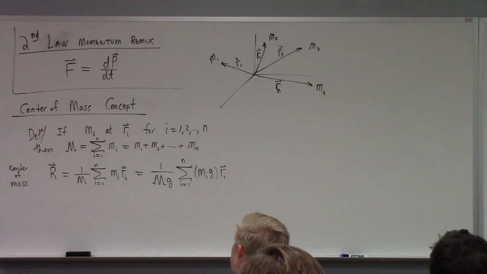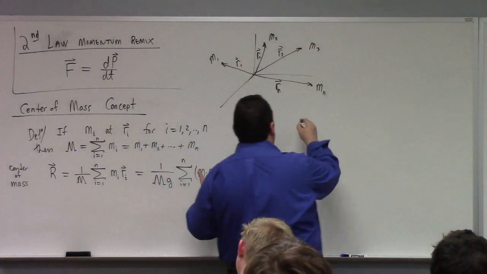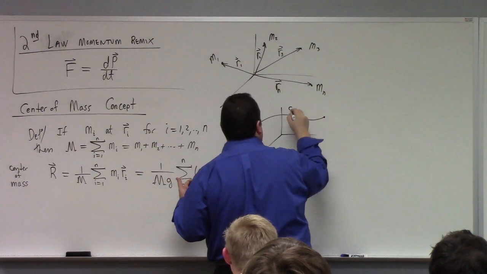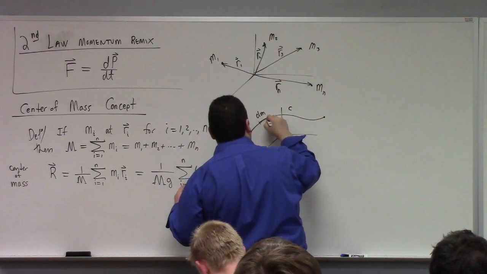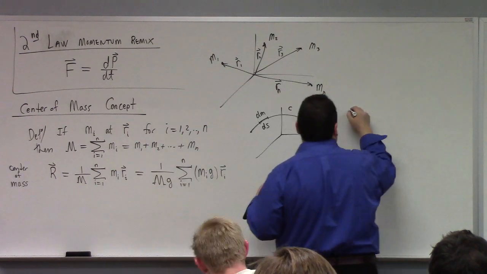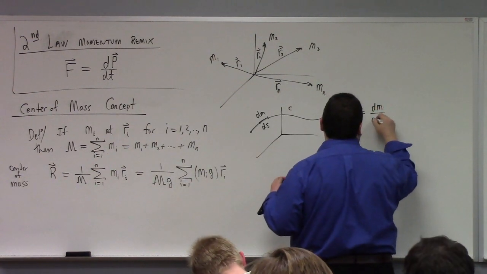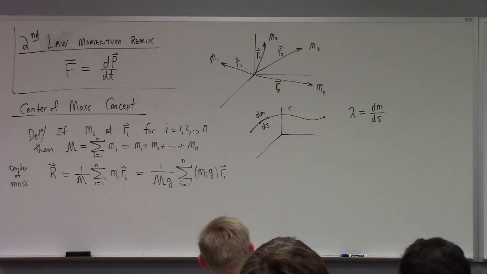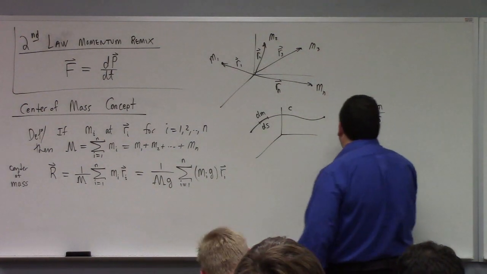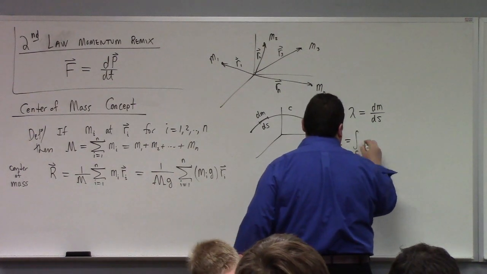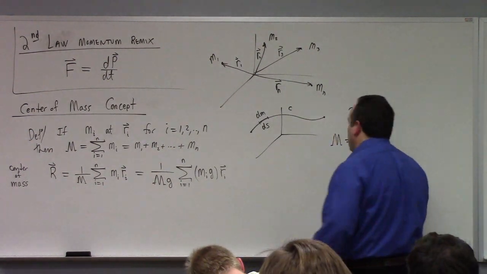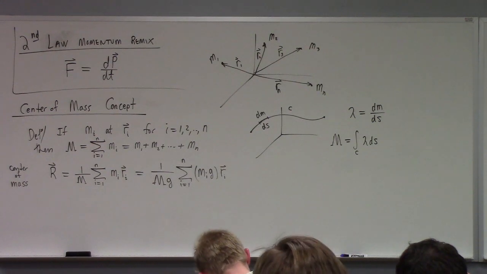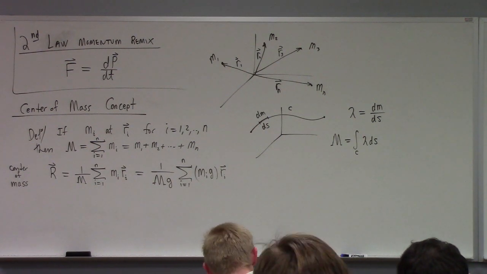What if instead of having a finite collection of particles, you have, oh, I don't know, something like this. Like some sort of curve where you have a little dm over a little arc length ds. Well, then you could say lambda is dm/ds. That's the mass per unit arc length. In this situation, the total mass would be the integral along the curve of lambda ds. And in principle, the mass density could be variable, right?